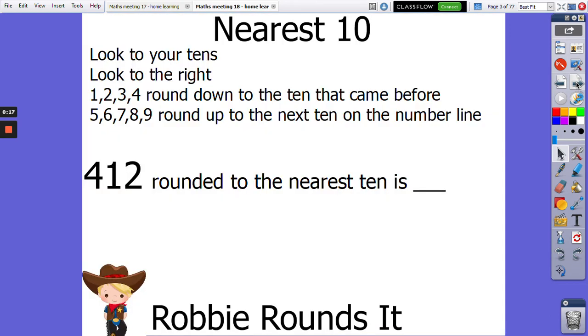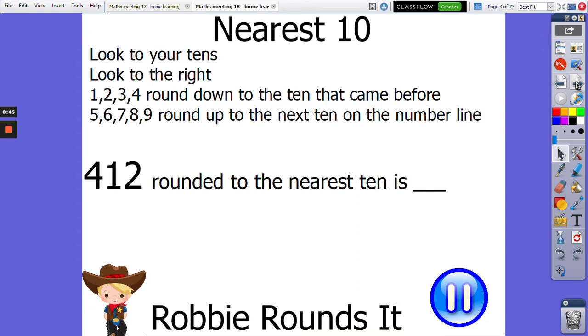Let's begin. Okay, rounding to the nearest 10 first of all. I want you to hear you singing nice and loud. Look to your tens, look to the right. 1, 2, 3, 4, round down to the 10 that came before. 5, 6, 7, 8, 9, round up to the next 10 on the number line. Today we're rounding 412 to the nearest 10. Off you go.